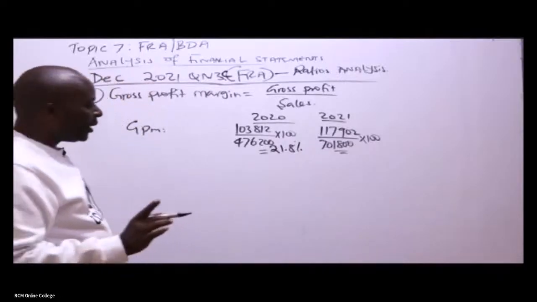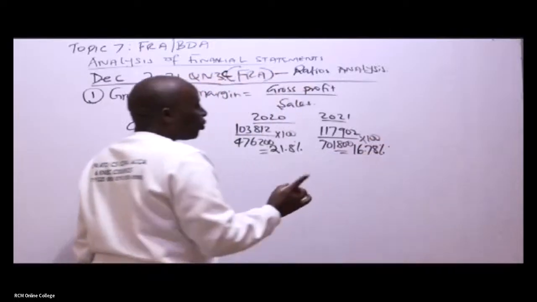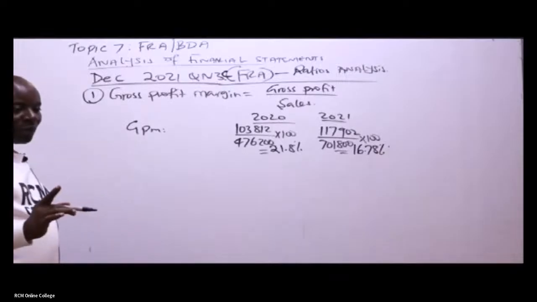Pius is giving me a figure of 16.78%. Thank you so much. That's gross profit margin. Gross profit margin.